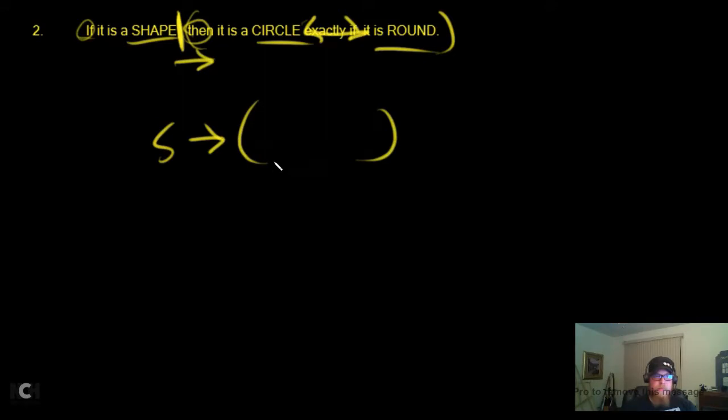If it's a shape, so there's an arrow in here, then, so the arrow is right here. Then it's a circle exactly if, that is a double arrow. Circle exactly if it's round. So what does that mean? If it's a shape, that goes on the left side of the arrow, then grouping mechanism, then it's a circle exactly if it's round. That's it on this one.